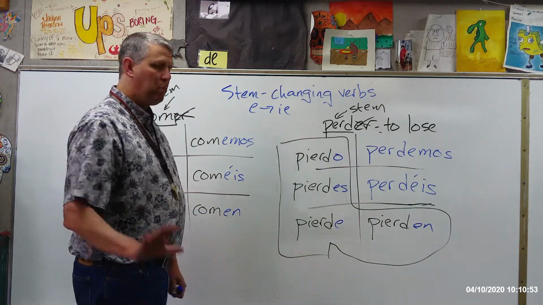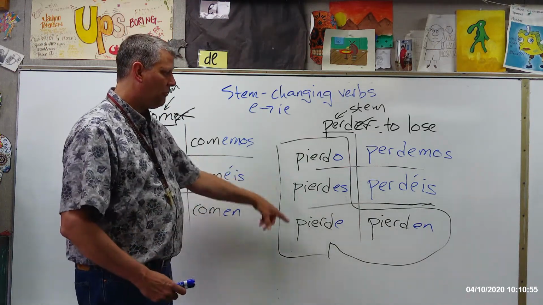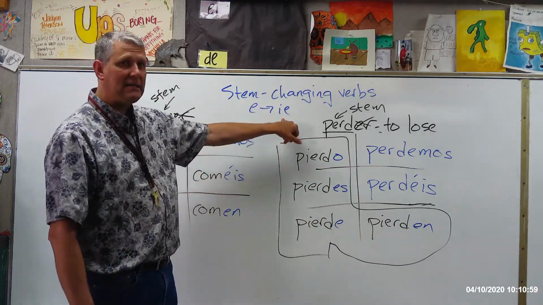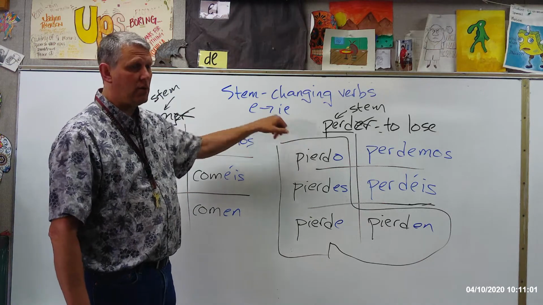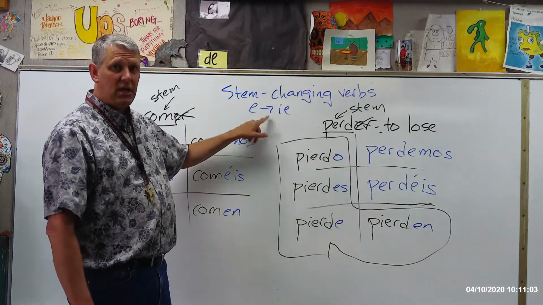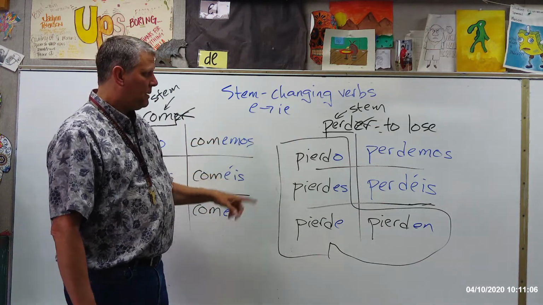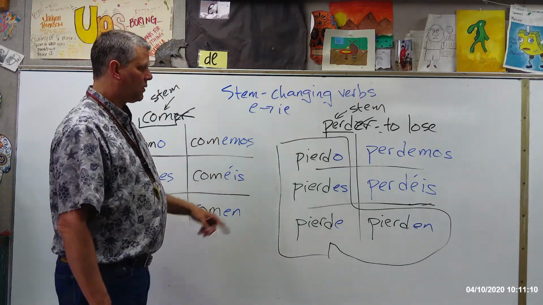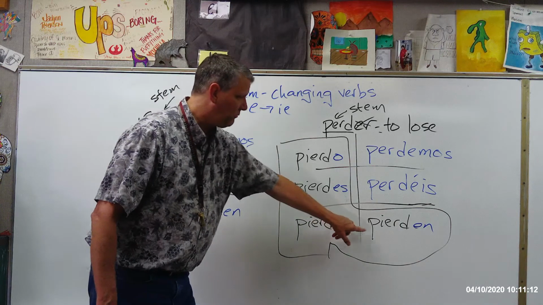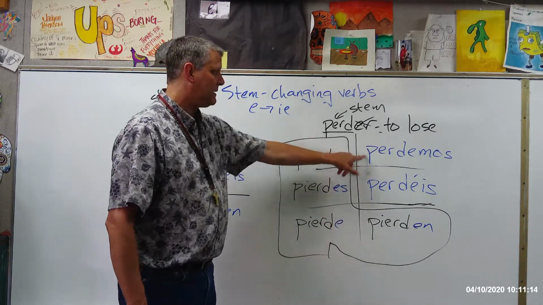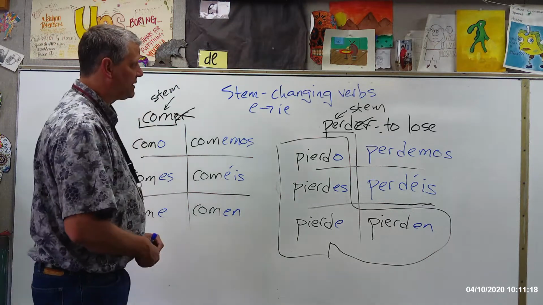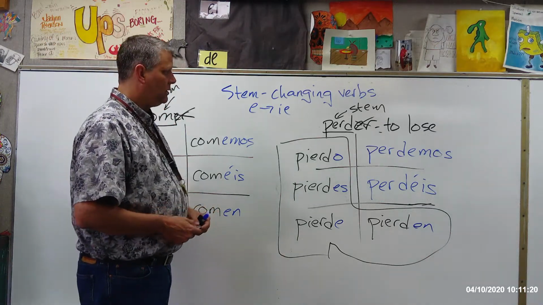But the point I'm trying to make here is that whenever you have one of these stem-changing verbs, whether it's an E to IE stem change or an O to UE or a U to UE, there are different stem changes. But whenever you have one of these stem-changing verbs, you are going to make the change in these four forms only, not in the nosotros and the vosotros form. And that is our basic little idea of how to do stem-changing verbs.